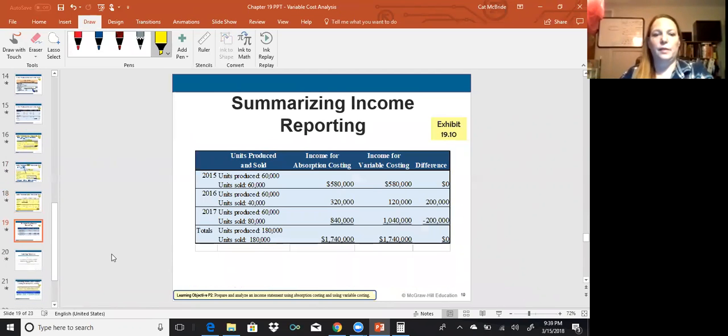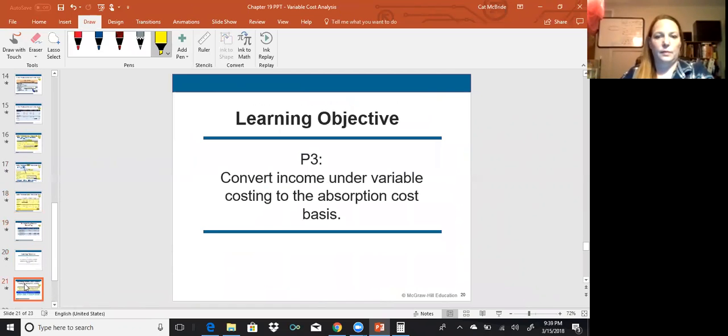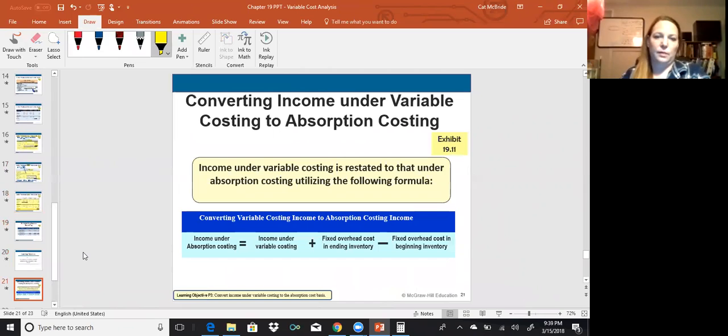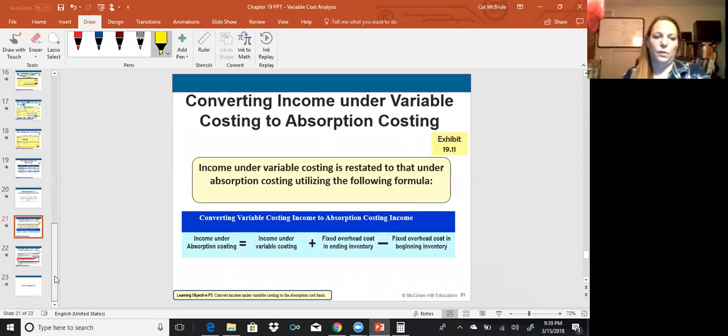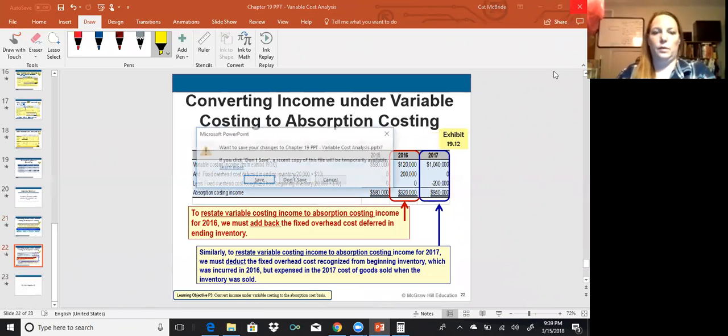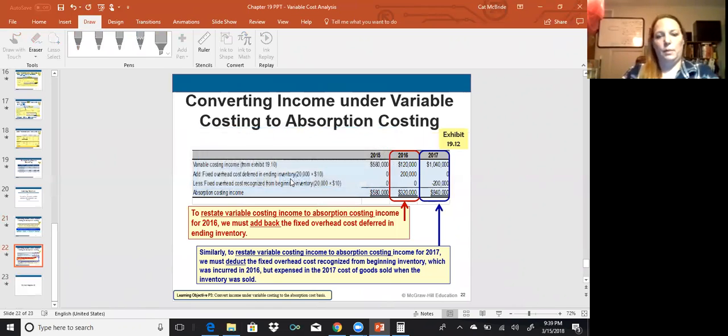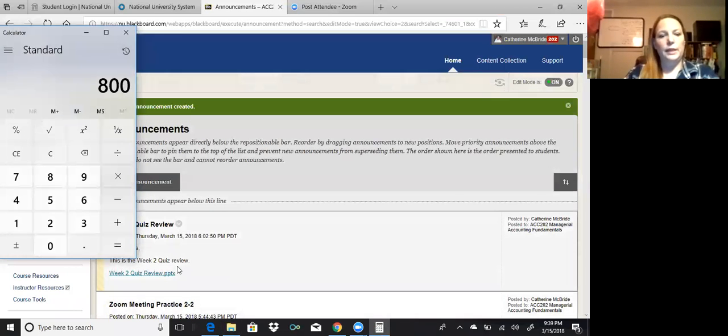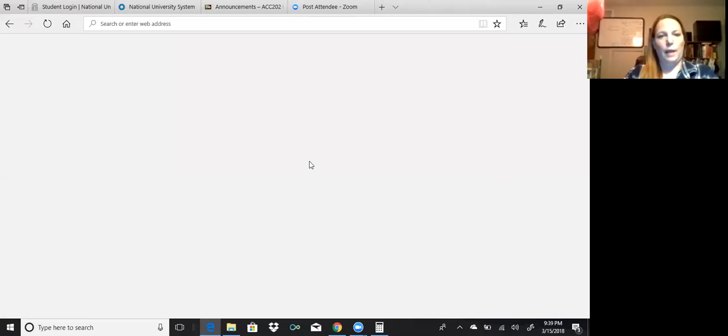Okay, and this is a neat little summary. Come under variable, come under absorption. We don't do this. Okay, so here's what I'm going to do now. Please go and pull up the quiz review.